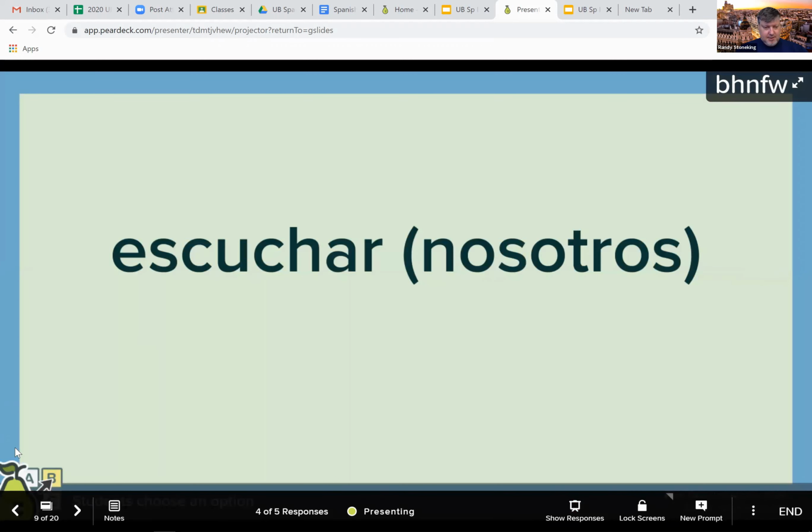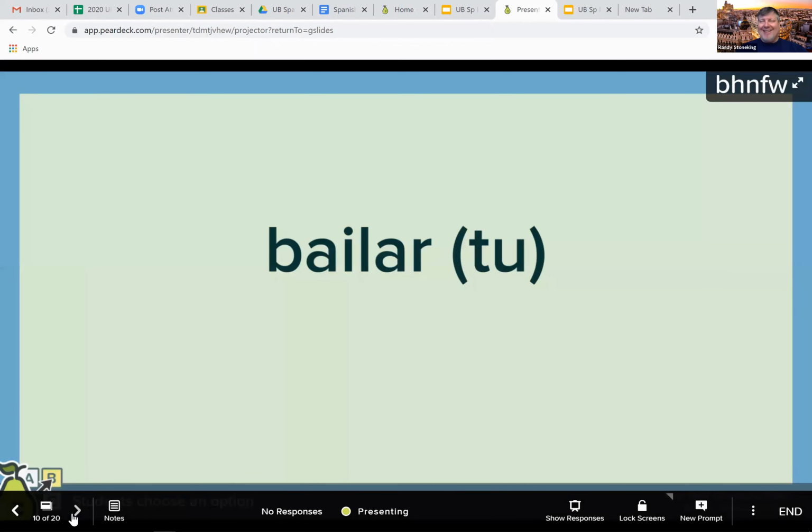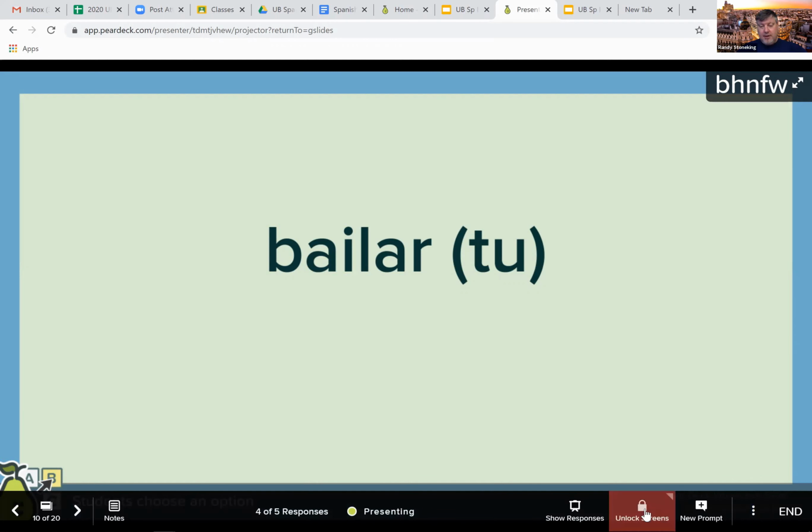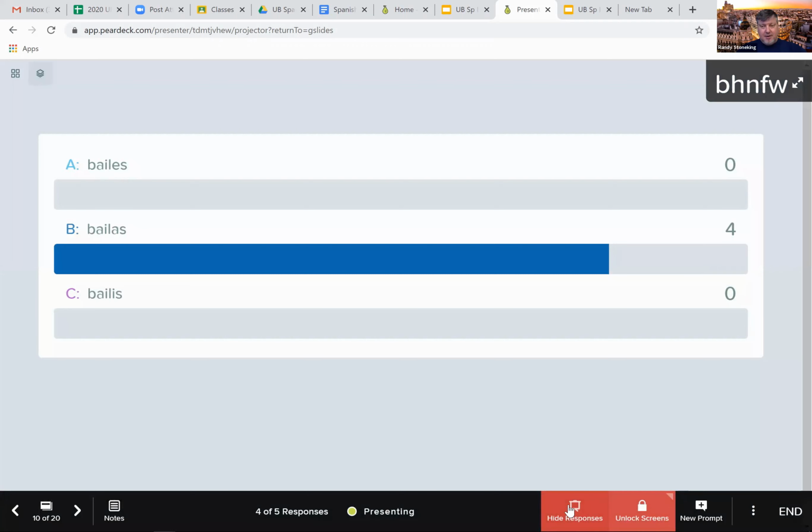All right. Let's try bailar, the verb bailar with the tú ending. Five, four, three, two, uno. Let's lock them out. Let's see how you did. Bailas, very good. So again, bailes could fit, but it's not an ER verb or an IR verb. So bailes or bailis, gotta be bailas. Very good.